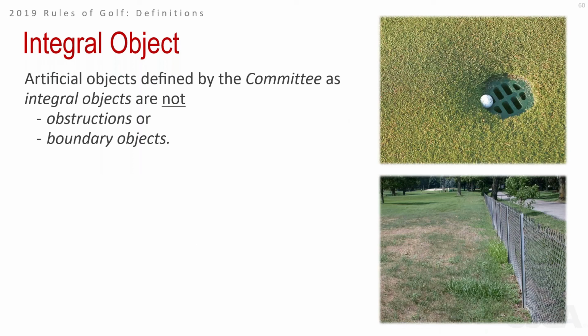Artificial objects defined by the committee as integral objects are not obstructions or boundary objects. They're just part of challenging and playing the course. So as you can see in the example at the top right of your screen, a sprinkler head. If for some reason the committee has declared this as an integral object, you're not going to get relief from that. Integral objects are not obstructions. And the same can be said about boundary objects, which we'll actually talk about a little more on this next slide.